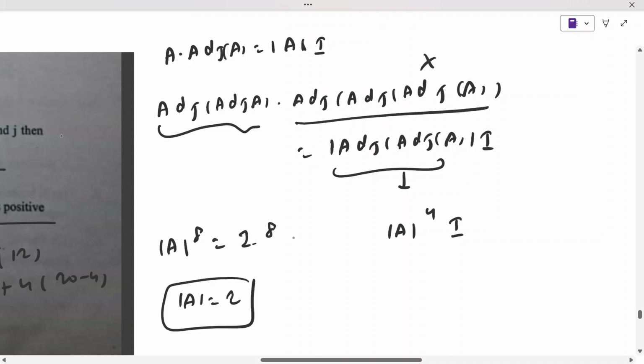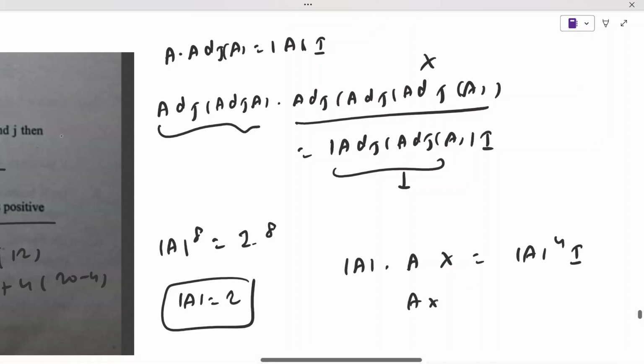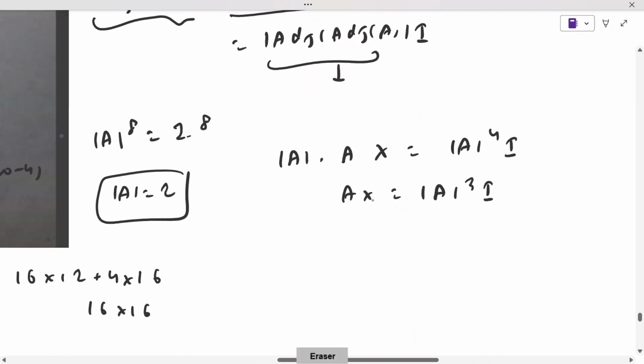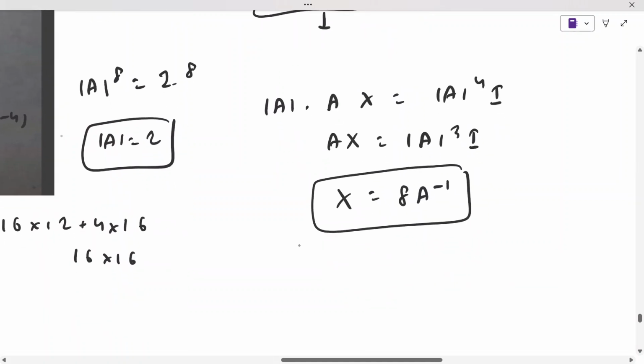So this is equal to the required matrix. Let's put this as X. So this is equal to mod A into X matrix. That is the required matrix. That is equal to what? Mod A into I. So just cancel mod A. Left out: A into X equal to mod A cube into I, isn't it? Fine. And just grab the A inverse. X equal to mod A, which is 8. X is equal to 8 A inverse. Right. Take this as the required matrix, and that is 8 A inverse. Right.